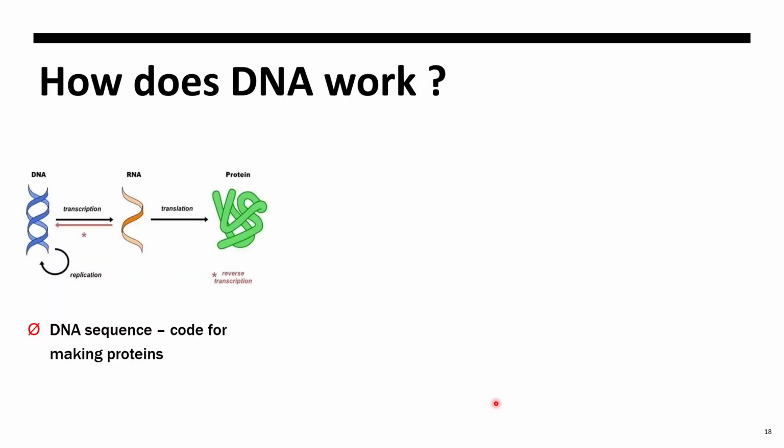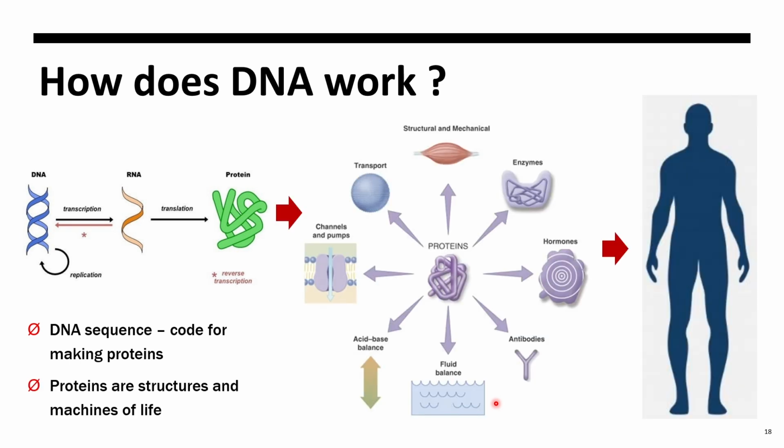So now we know how the DNA transfers into proteins. These proteins sometimes act as enzymes in your body. They sometimes act as hormones. They act as antibodies. They act as many different forms, and these forms make up your body. So proteins are the structures and machinery of life.